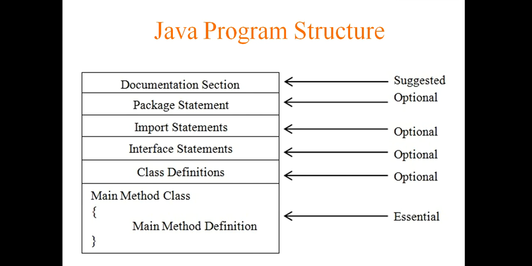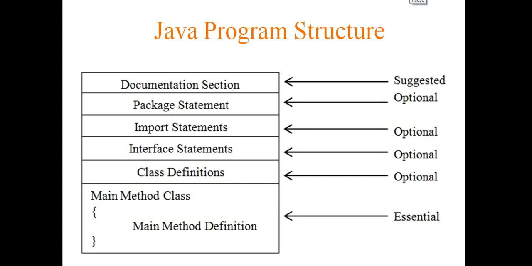Class definitions. A Java program may contain multiple class definitions. Classes are the primary or mandatory elements of a program. These classes are used to map the objects of real-world problems. The number of classes used depends on the complexity of the program.